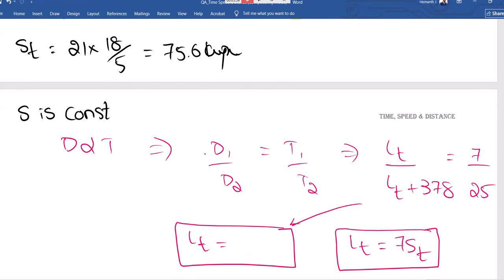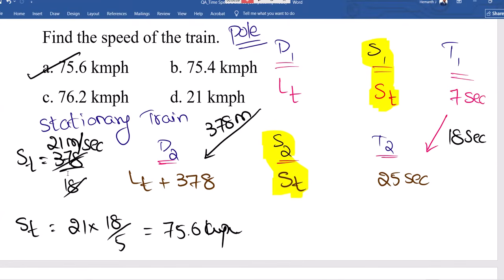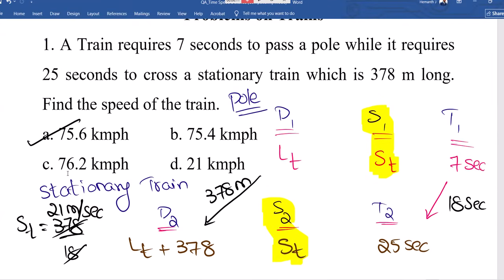Then we can calculate the speed of the train as 21. So we need to go the long way, calculating the length of the train, then the speed of the train. This is the process, right? Okay, or else the other method is d equal to s into t.